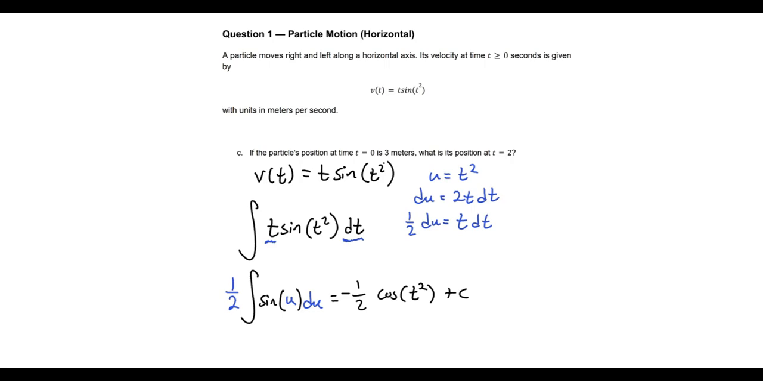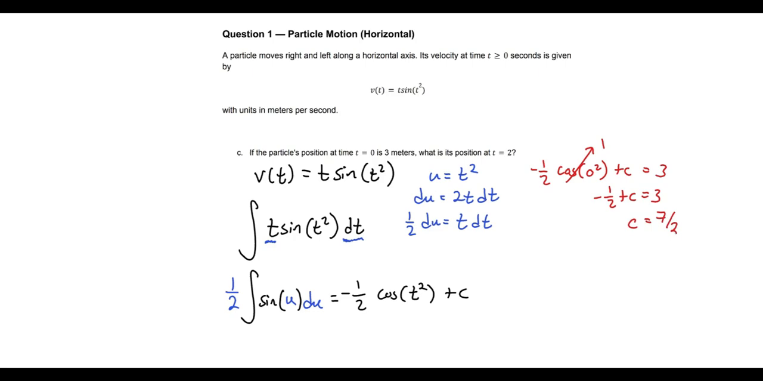All right, this is the part where we use 0 and 3. When we plug 0 in for t, we should get 3 out as our answer. So let's do that. We have negative 1/2 cosine of 0 squared plus c is equal to 3. Now the cosine of 0 should just be 1. So we have negative 1/2 plus c equals 3, which means we're going to add that 1/2 to both sides, which gives us 3.5. 3.5 is the same thing as 7/2.